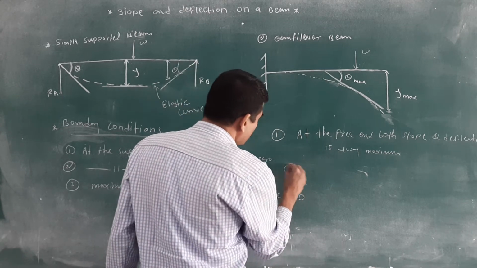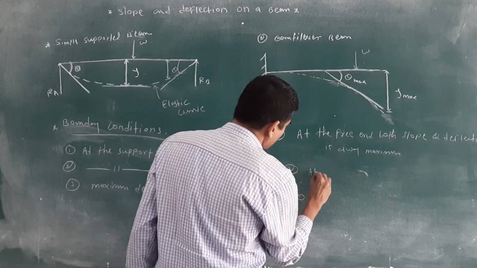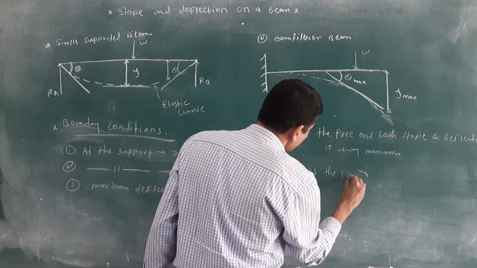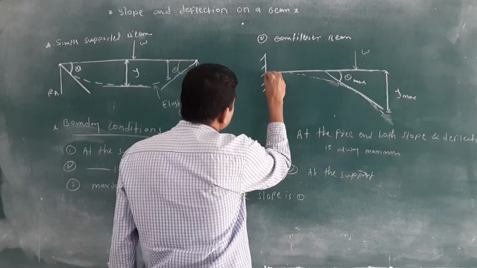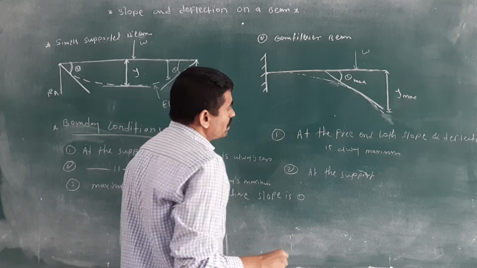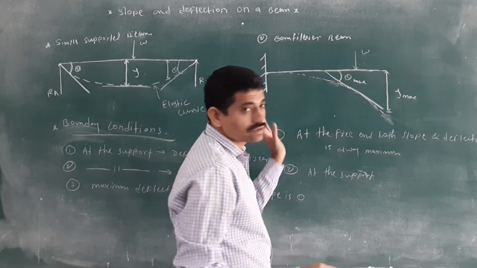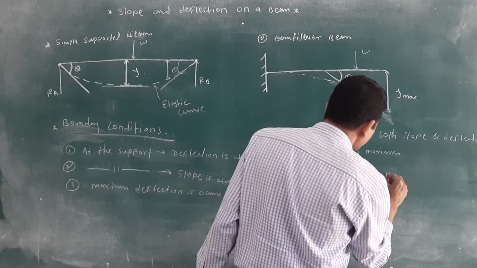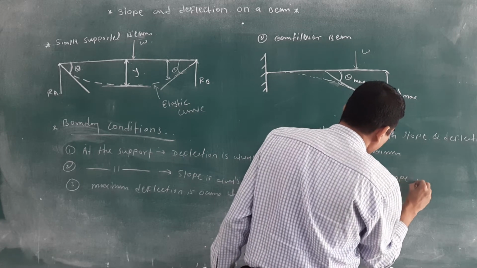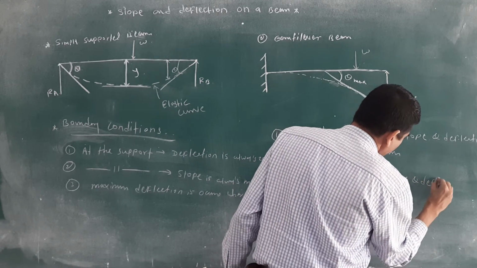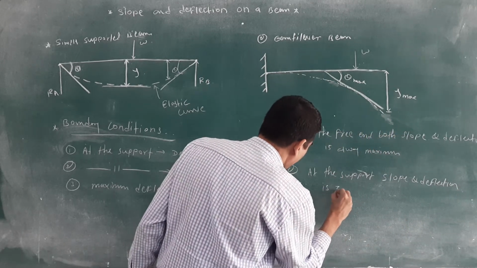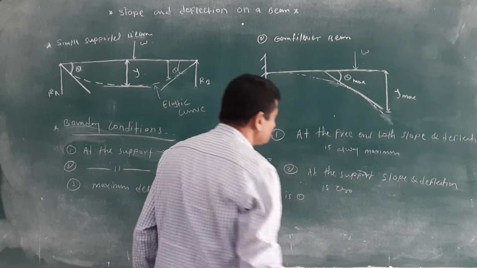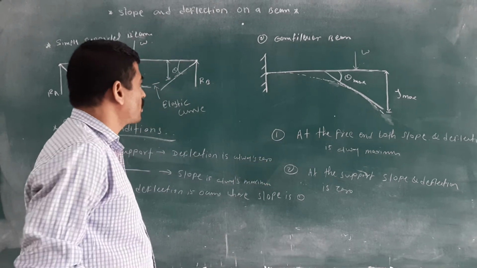And what about the support? At the support, what is the value of slope and deflection? At the support, slope and deflection are always 0. Yes, getting it? Remember these two boundary conditions.